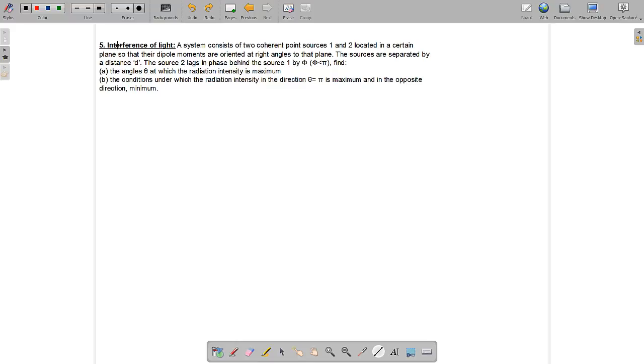Alright. In this question, we are asked to find the conditions under which the intensity of the interfering light radiation is maximum. It is given that we have a system which consists of two coherent point sources, 1 and 2.